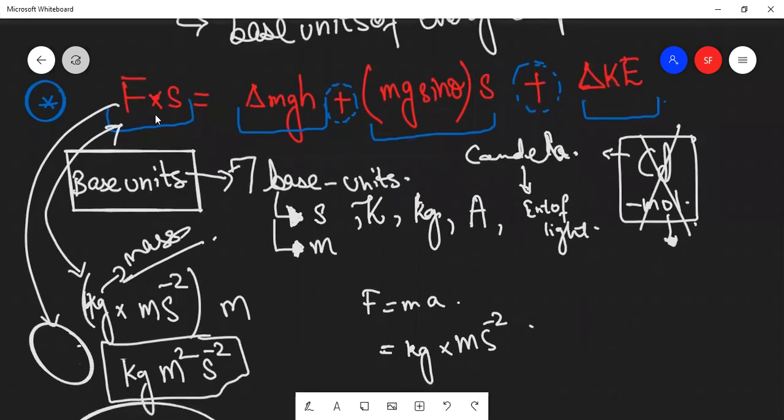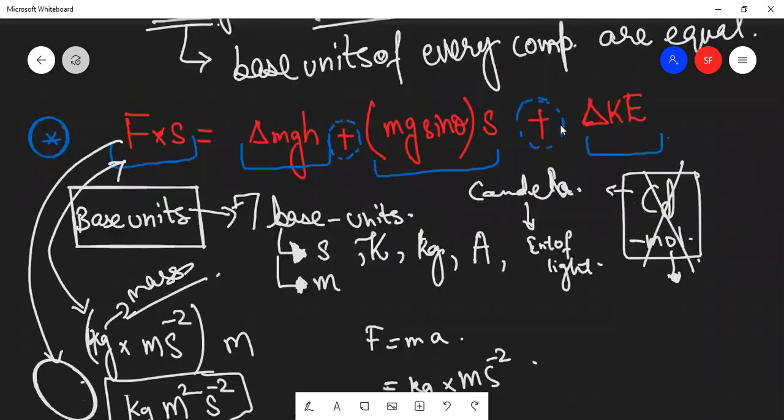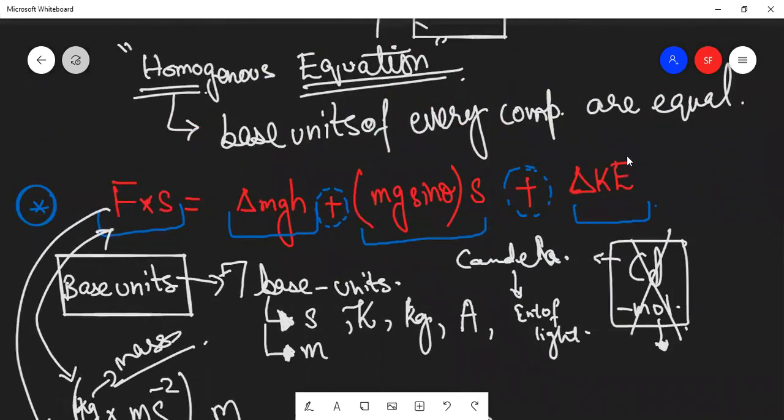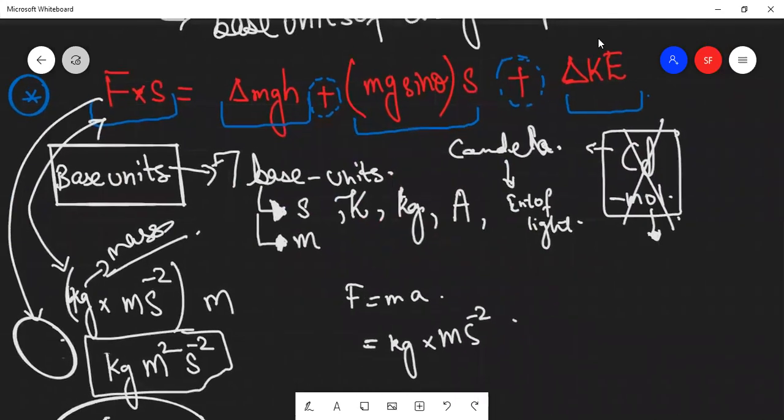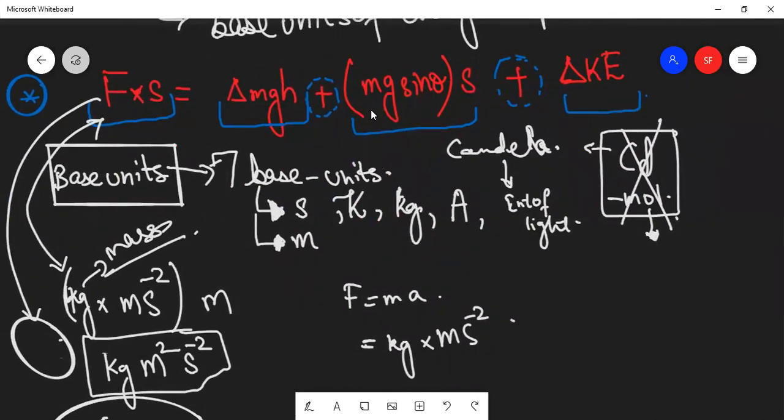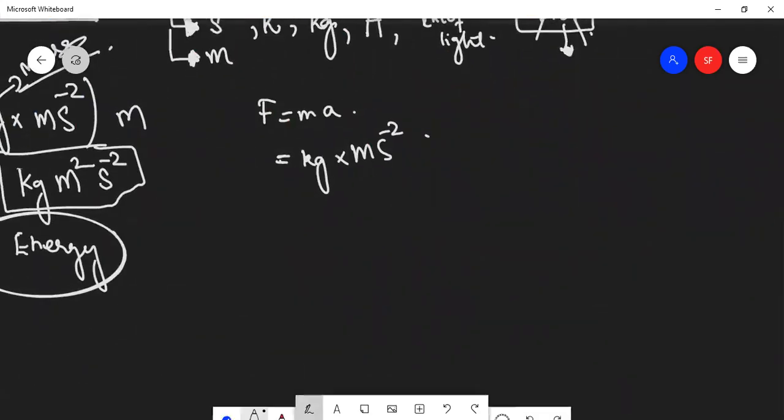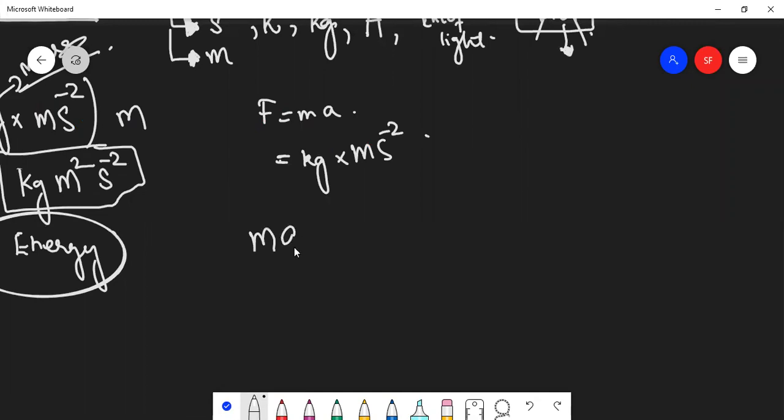Such an equation in which all the components have the same base units is called a homogeneous equation. Okay, this is a homogeneous equation. Now let's verify this. Let's find out the base units of each one of them. What's the base unit of mgh going to be? It's easy. mgh.